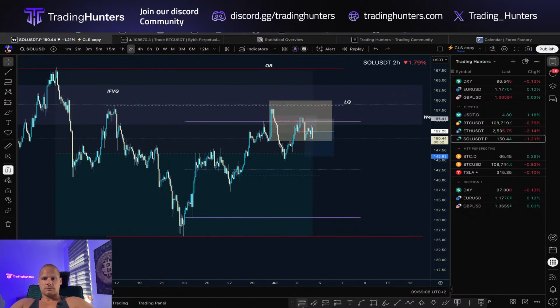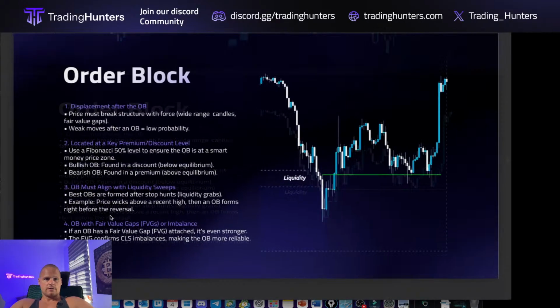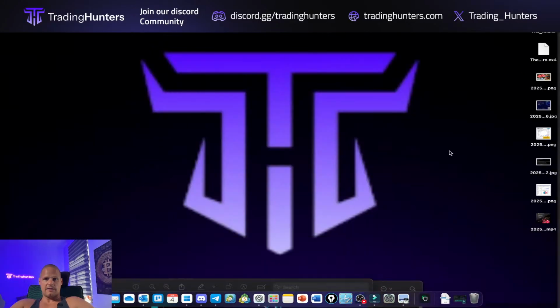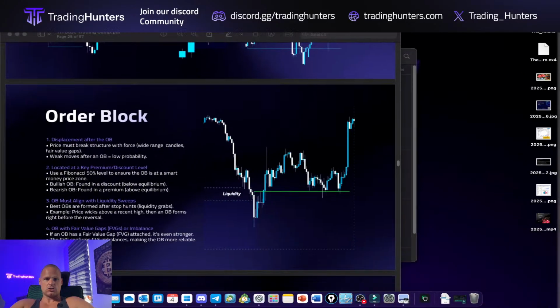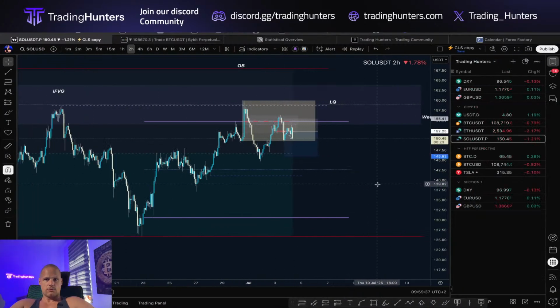Now, what was the next thing? Yes, it must have this liquidity sweep. It has to be located in the discount for the bullishness, and in the premium for the shorts. It has to have fair value gaps. You want to see a fair value gap in there. It should be a strong move. It should be a strong move created in here.